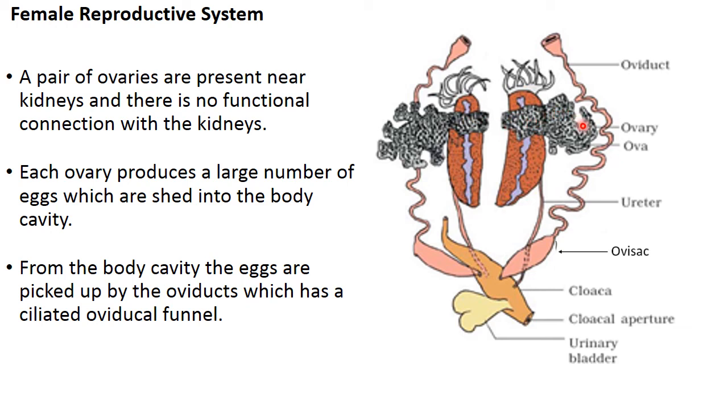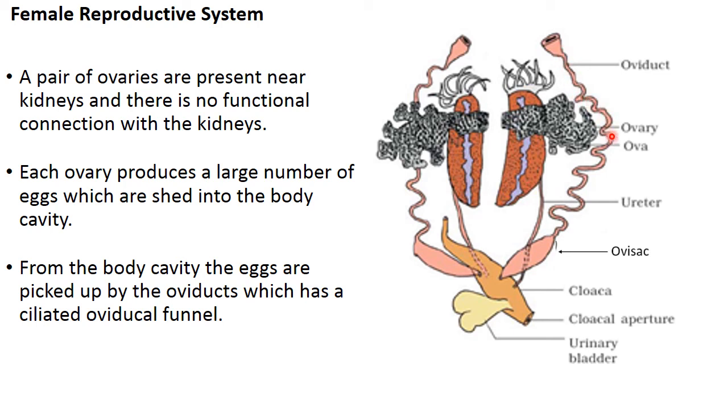Now they are very large, these ovaries, and they produce a large number of eggs. So larger number of eggs, when they are shed, they are released in the body cavity, in the abdominal cavity. वहाँ से ये eggs कौन pick up करेगा? These tubules, these coiled tubules on this side, that is the oviduct. So oviduct में ऊपर एक ciliated funnel है, funnel shaped structure है, that is called as oviducal funnel. So oviducal funnel से eggs जाके कहाँ जाएंगी?